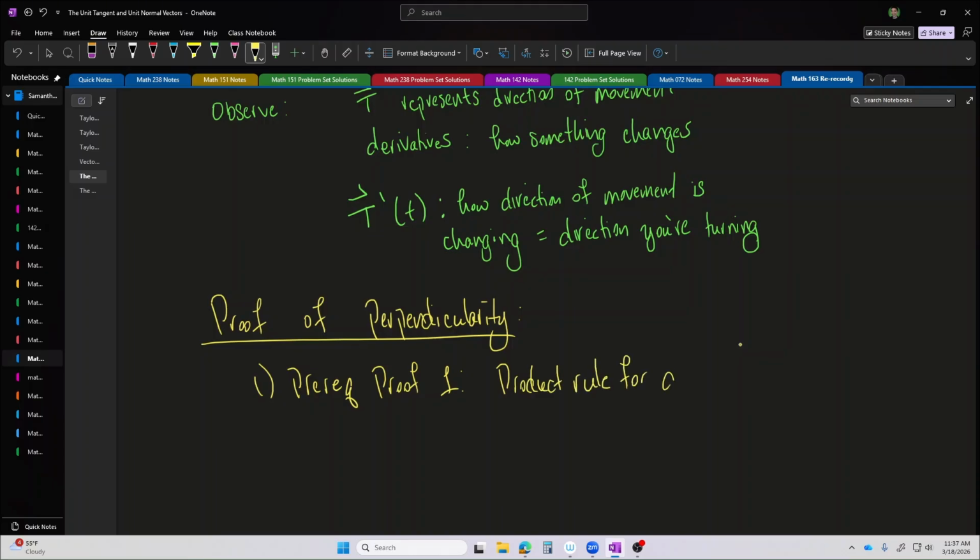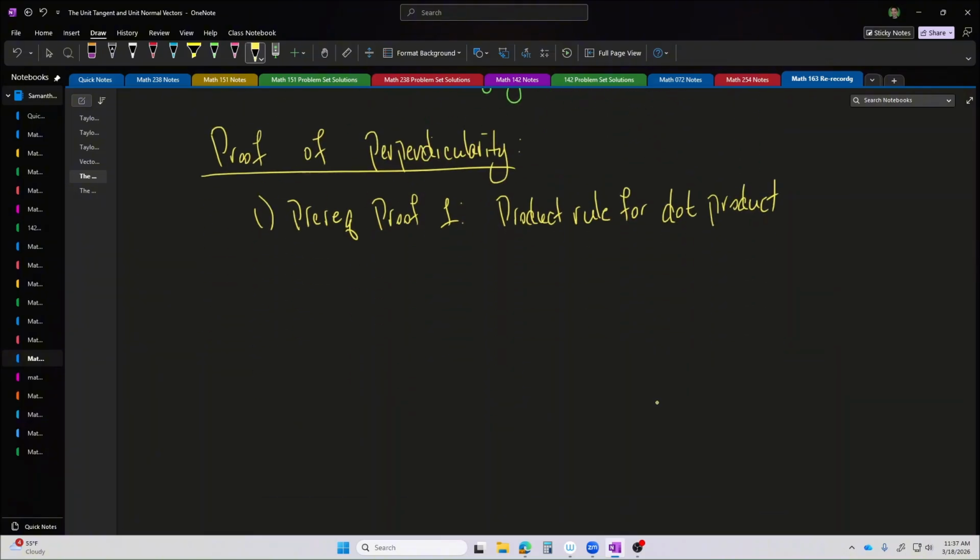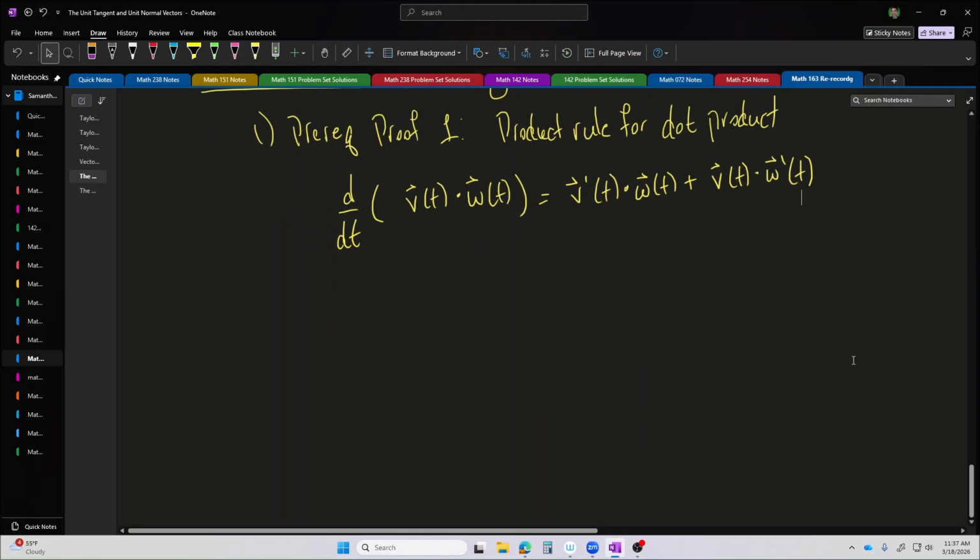And the first thing that I need to tell you about is that the dot product satisfies a product rule, the same kind of product rule that we had in Calc 1 for scalar valued functions also applies to vector valued functions and the dot product. If you take the derivative of the function v of t dotted with the function w of t, then that's equivalent to if you take the derivative of the first function and leave the second function alone, and then add that to if you take the derivative of the second function and leave the first function alone.